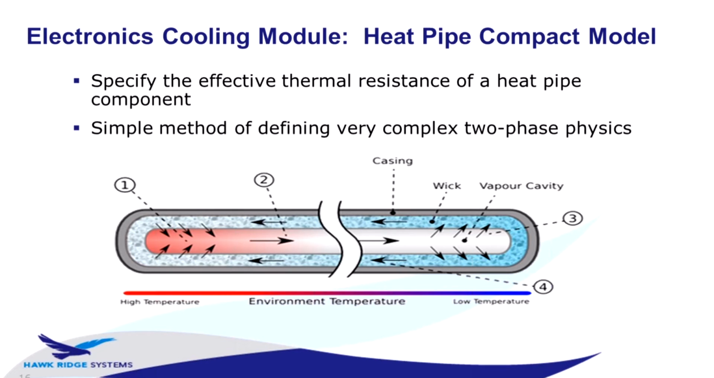We can also account for heat pipes in the electronics cooling module. If you're using heat pipes in any of your products and you want to account for the heat being passed through from one end to the other, this is a very simplified way of representing the heat pipe. It doesn't actually try to compute the real boiling and condensing that's happening inside the heat pipe. It allows you to plug in what we call the effective thermal resistance, which is just a spec that you can usually get from the heat pipe manufacturer, whatever heat pipe you're using.